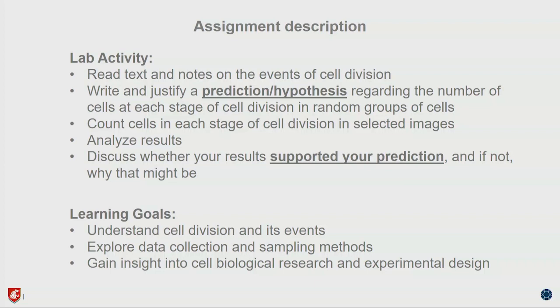Basically, we asked them to read and listen to lectures on cell division and get some handle on what's going on. Then we explain how the quantitative analysis is going to be conducted, so the sampling, and a little bit about how the images were taken. Then we asked them to write down and formulate a prediction or a hypothesis regarding the number of cells they're going to see in these images, and think about what they're going to encounter. We assign them something like 25 or 30 images to go and count the number of cells at each stage of cell division. They analyze their results, and then they turn in a discussion of whether their results supported their prediction.